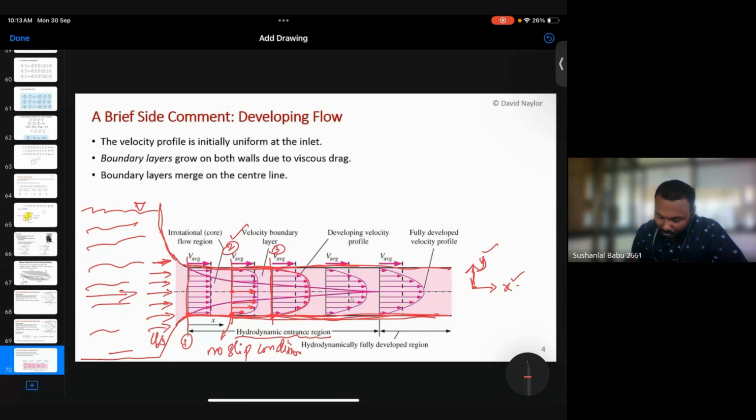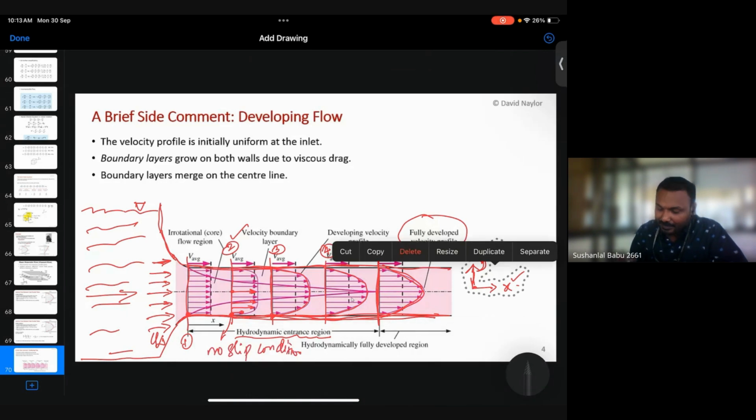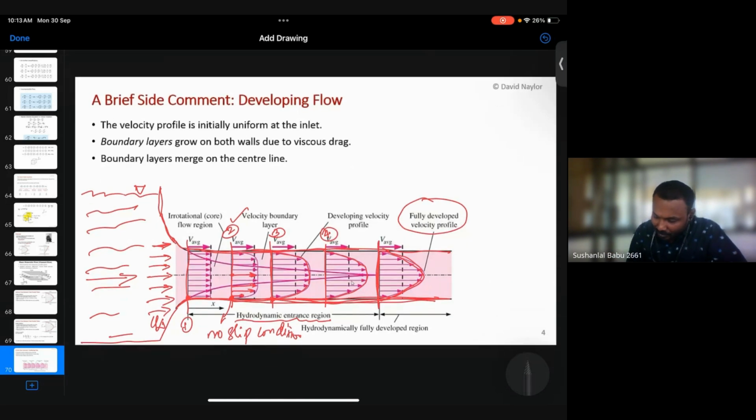Okay, so next, if you take the fourth cross section, again somewhat the profile is different compared to the third and second. But once it reaches some point within the tube or pipe or channel, the velocity profile will develop completely, a fully developed velocity profile. Why is it called fully developed? Because there is no more change in the x direction. That is called fully developed.